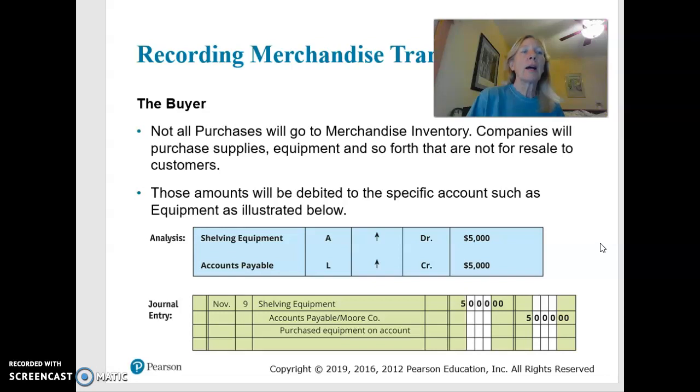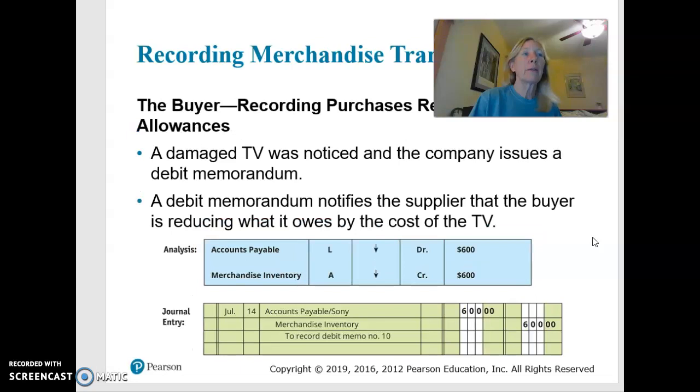Okay. And then they just warn you that not all purchases go to merchandise inventory. If you buy things for your business, like supplies, or in this case, shelving equipment, you can either pay cash or you can buy it on account. That's nothing new. We've already learned that.